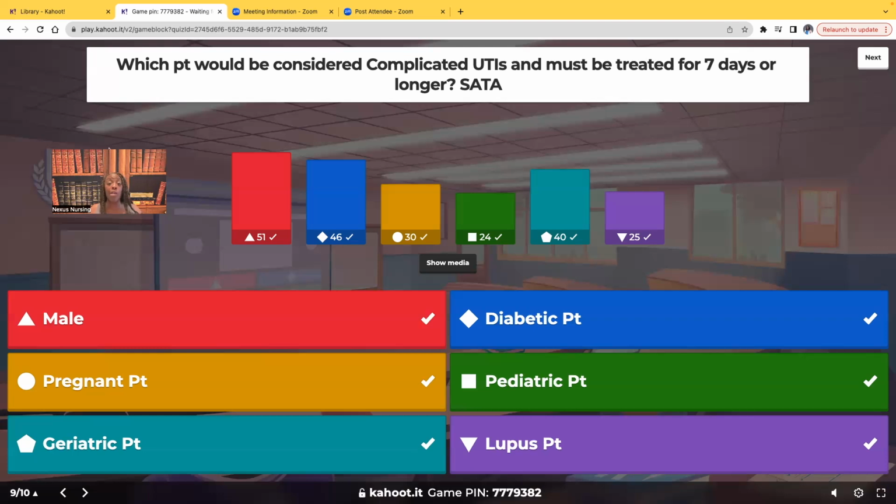Pediatric patients. I already told you, if it's a pediatric patient, they're going to be on antibiotics for how many days, guys? 10 days. Don't forget it. Don't say I didn't warn you. Geriatric patients. Why? Remember, the older you get, it's wear and tear on the body, okay? They're going to be on antibiotics for 7 days or more, and the lupus patient.